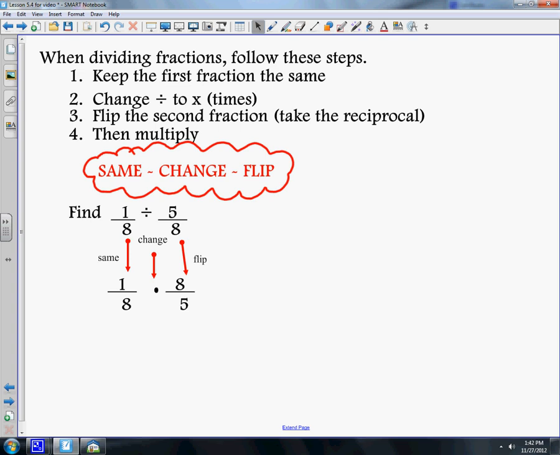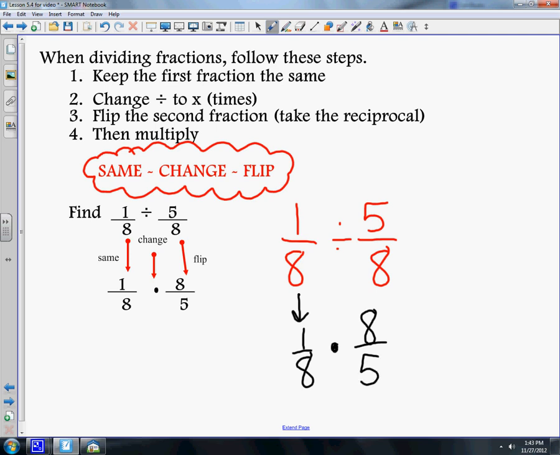So what this means is if I have 1/8 divided by 5/8, I keep this, the first fraction I keep the same, so that's 1/8. I change the sign to multiplication and I flip the second fraction. So really division is just as easy as multiplication. So these 8s cancel out and I'm left with 1/5.